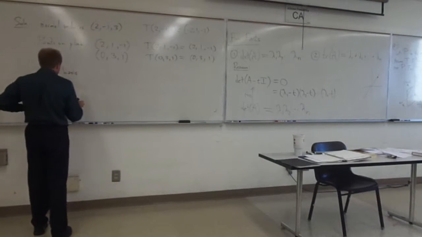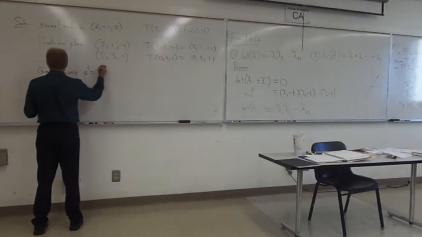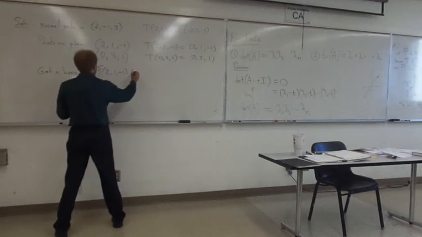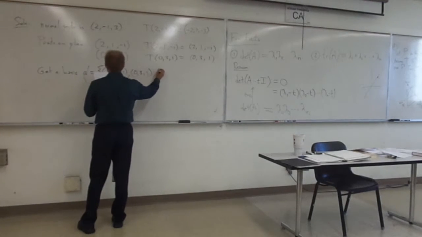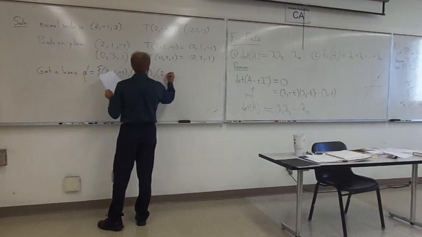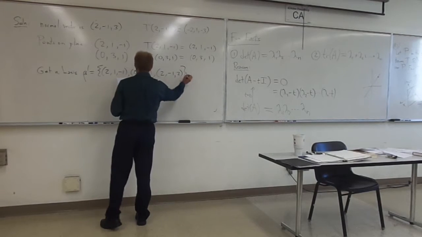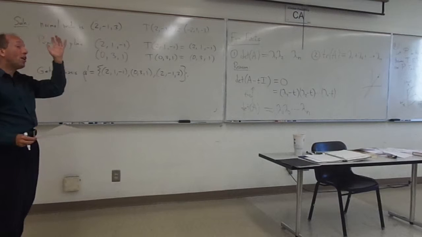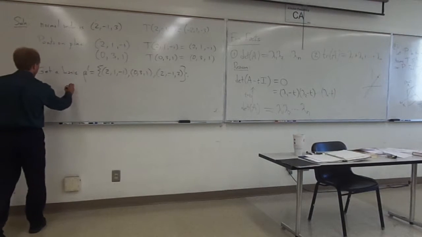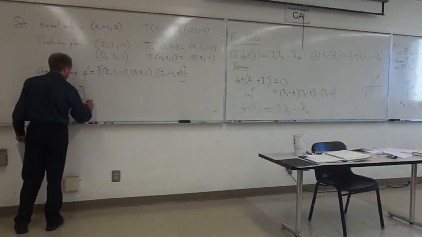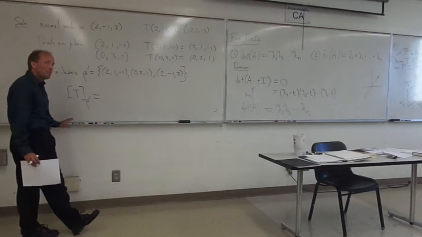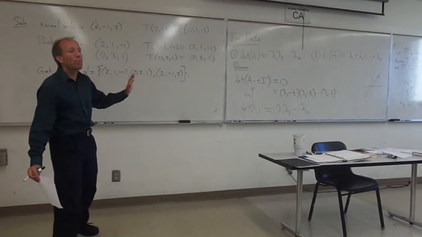I am going to call this basis beta prime, which is the basis (2, 1, negative 1), followed by (0, 3, 1), followed by (2, negative 1, 3). There's my basis beta prime. And I already know, very simply, the matrix representation of T relative to beta prime, don't I?